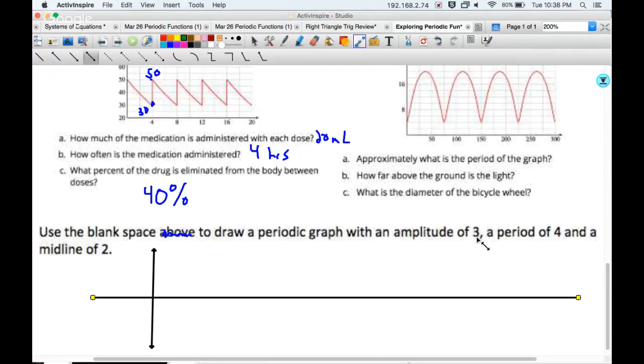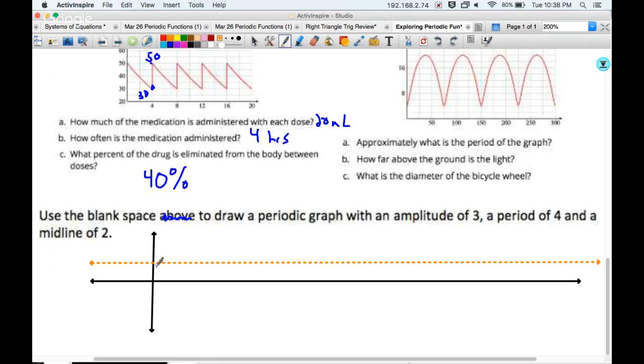It's got an amplitude of 3 and a midline of 2. So from the midline of 2, I could actually maybe even add in my midline of 2 right now as a dotted line. I need this graph to go as high as 3 above and 3 below. So if that's right at 2, we're going to go as high as 5 and as low as -1. Then it's got to repeat every 4 since the period is 4. So if this is 0 right here, it will repeat after 4, 8, 12, and 16 hours, and so on.